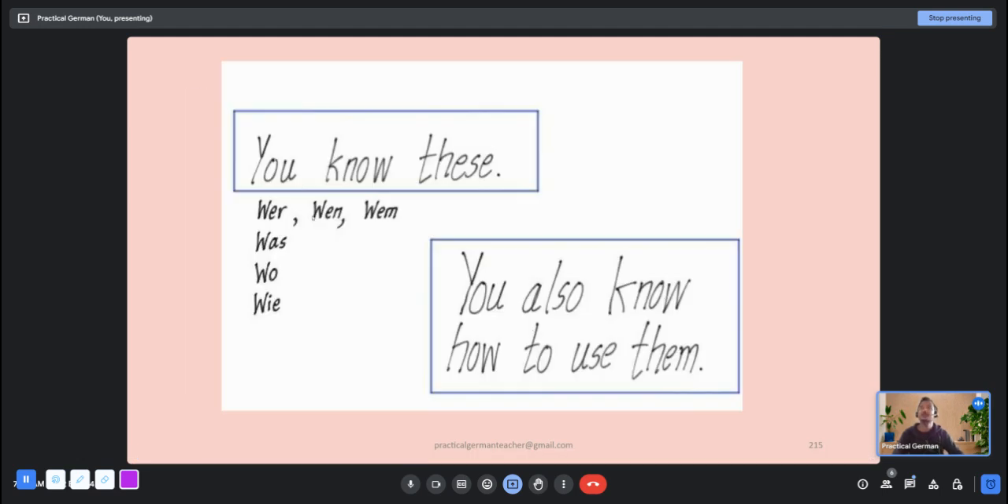So most of you know wer, was, wo, wie, right? So who, what, where, how, and you also know when and wem. So wen is the accusative form of wer, and wem is the dative form of wer, right? You know this, and you also know how to use them. I suppose if you don't, please ask.